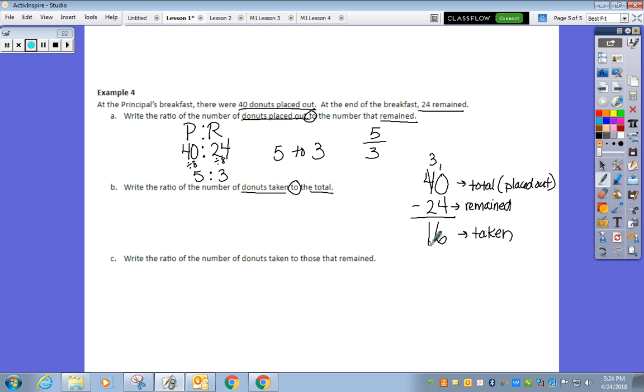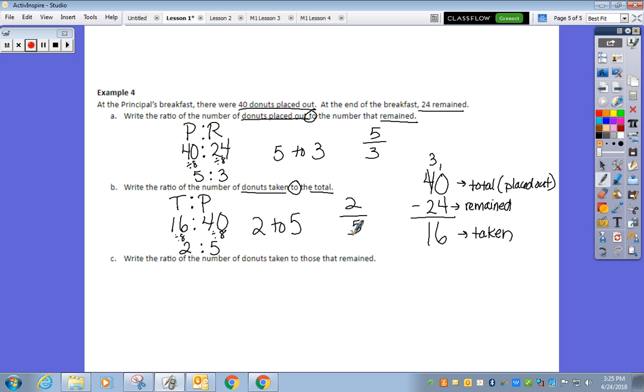So I'm going to do taken, and I'm going to still call the total placed out. So taken is 16, placed out was 40. I can see both can be divided by 8, so I'm going to be putting it in simplest form as 2 to 5, or 2 to 5 with the word "to," 2 over 5. So the big piece here is actually reading what it's saying as well. So we had to do some math to figure out the missing number.